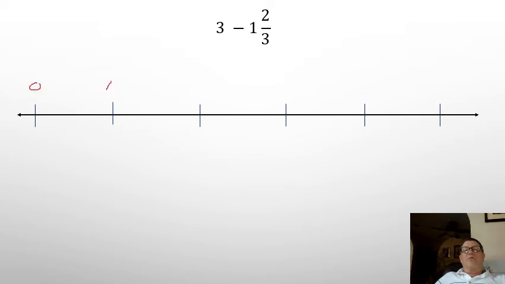Okay, 0, 1, 2, 3. And we're at 3, and I'm subtracting 1 whole. And I'm going to subtract 2/3. And there's 1 2/3. So that means this would be equal to 1 and 1/3.